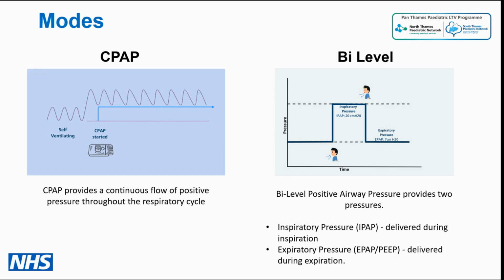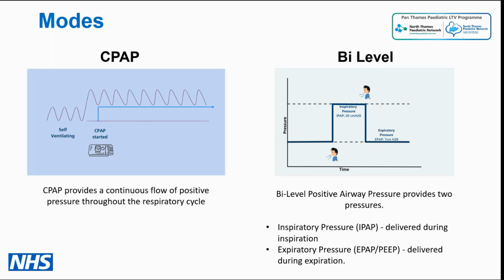And then we can also deliver bi-level ventilation or BiPAP, which I think is quite commonly referred to. So bi-level positive airway pressure. With bi-level ventilation, there's 2 pressures of ventilation that's delivered. There's an inspiratory pressure called the IPAP, which is delivered during inspiration, and the expiratory pressure, EPAP or PEEP, which is delivered during expiration. Most of our children will also have a backup rate set.